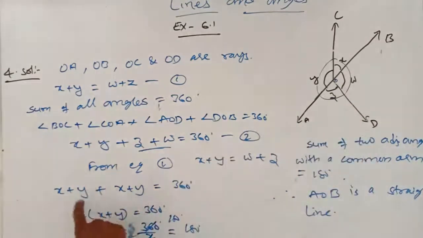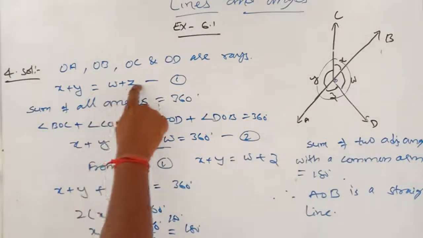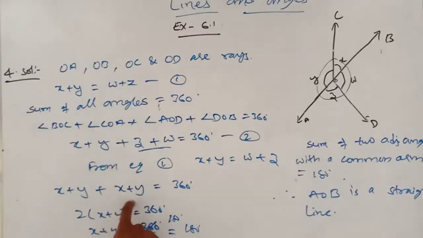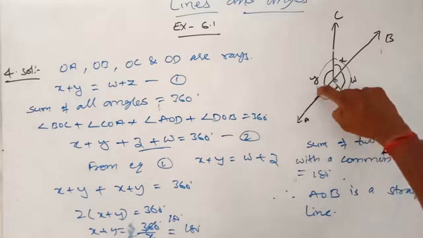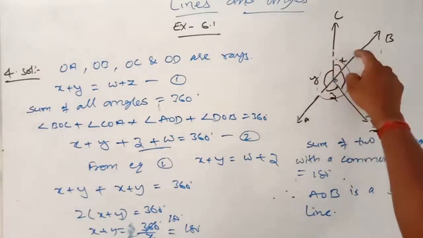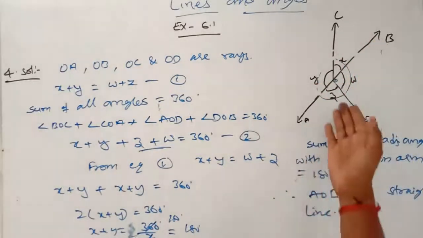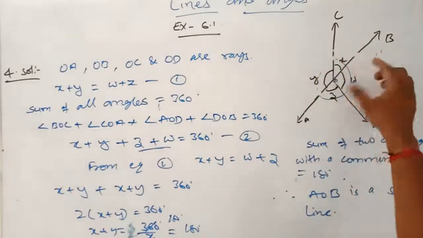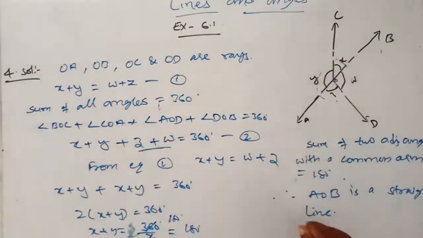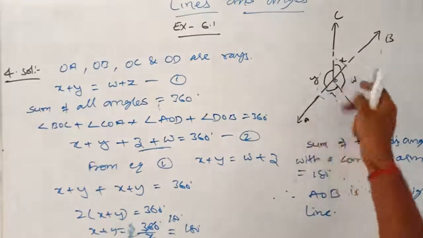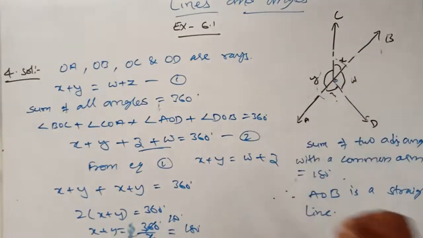But the condition is x plus y is equal to w plus z. Wherever w plus z is there, I am taking x plus y. So x plus y plus x plus y is equal to 360. After doing the calculation and simplification, I am getting x plus y is equal to 180 degrees. If it is 180, hence it is a straight line here. Then automatically w plus z is also equal to x plus y, so it is also 180 degrees. So the sum of two adjacent angles with a common arm is equal to 180. Then AOB is a straight line.